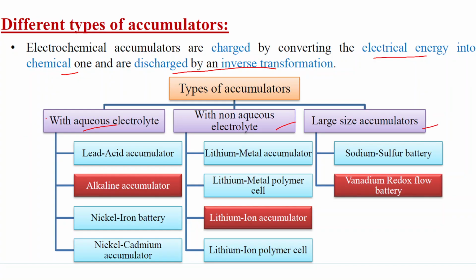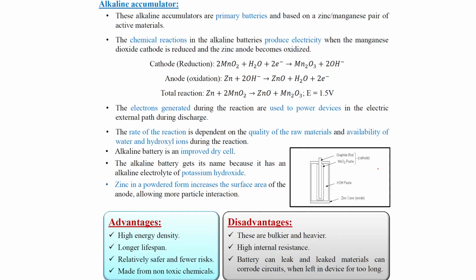In aqueous electrolyte, we will be discussing the alkaline accumulators. In the non-aqueous electrolyte, we will be discussing the lithium ion accumulator, and in case of large size accumulators, we will be discussing vanadium redox flow batteries. So coming on to the first one, that is the alkaline accumulator. So what is an alkaline accumulator?